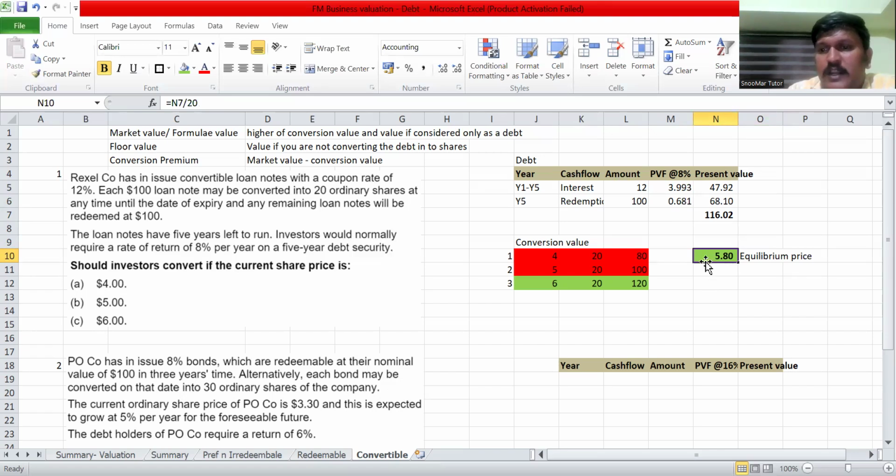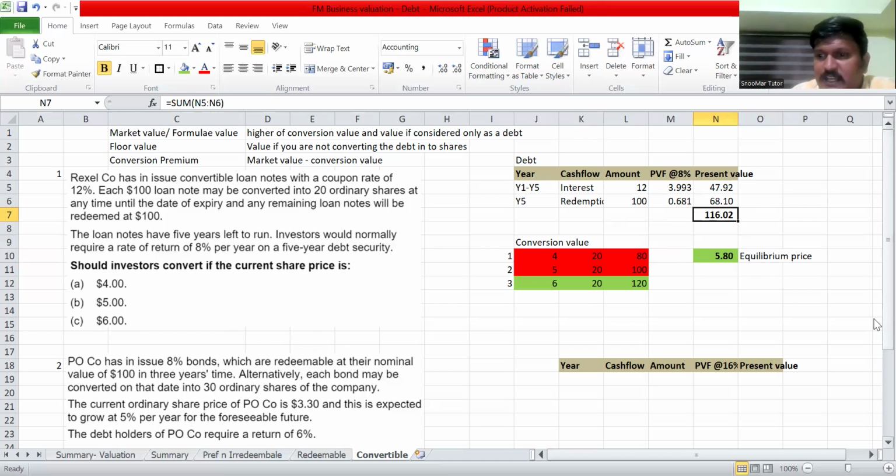Now relating to this, if the share price is going above 5.80, the market value would be the number of shares being converted, that is 20, into the market price. But if the share price is below 5.80, the market value of this particular debt would be 116.02 only. So out of the three situations, we would only be converting in the third option.